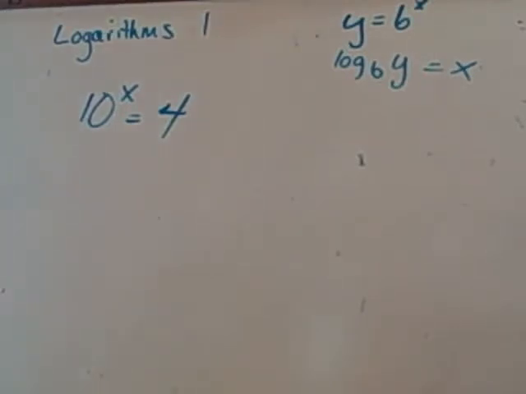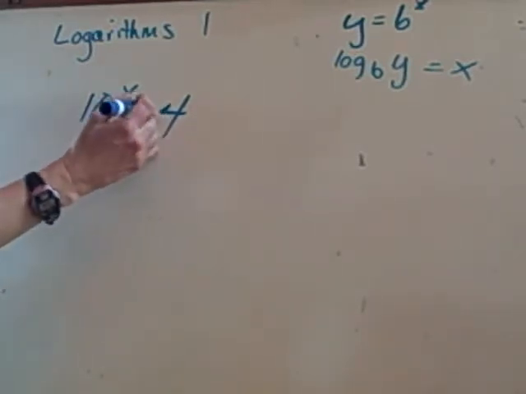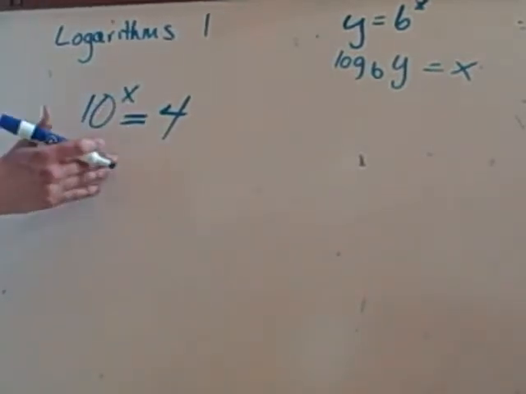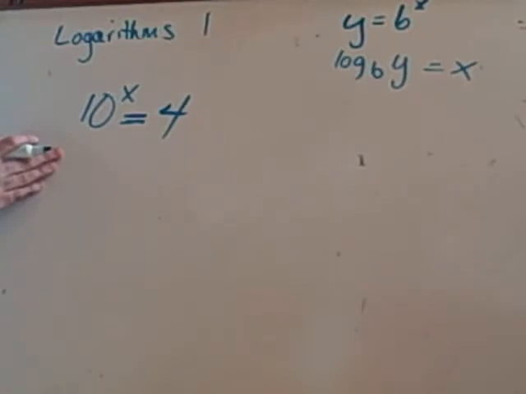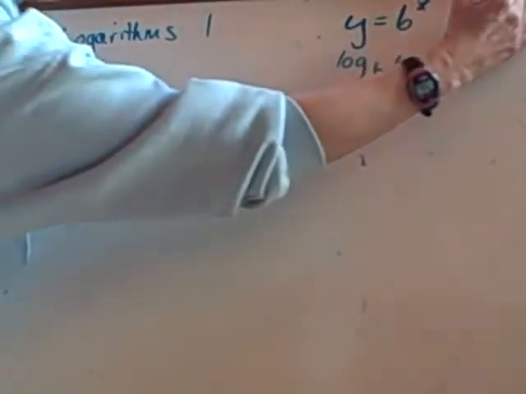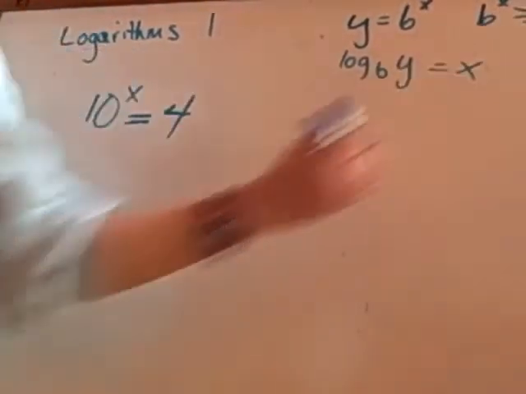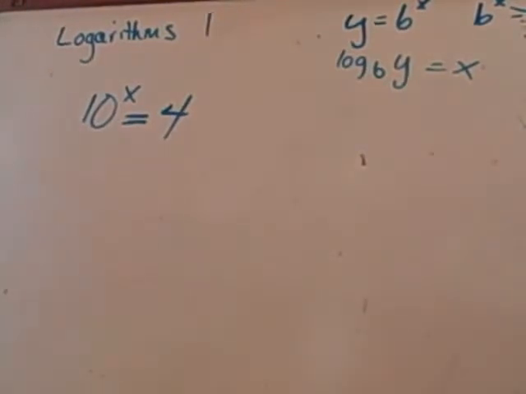Let's see, how did it want it done? It said put the base on the left. Let me see if I'm doing that right. Is 4 the base? No, 4 is the y. So 10 is the base, and the base is on the left. So I guess it could be b to the x equals 4. I'll try to get that straightened out.